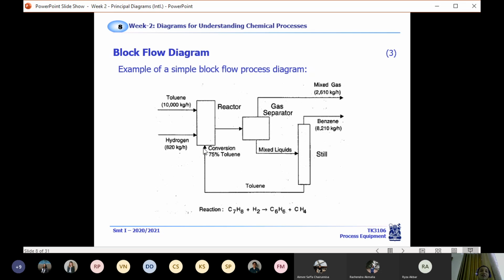So by understanding the description of the process, the narration of the process, we can create a simple block flow diagram. Is it clear to you how to transform the description of the process into the block flow diagram?